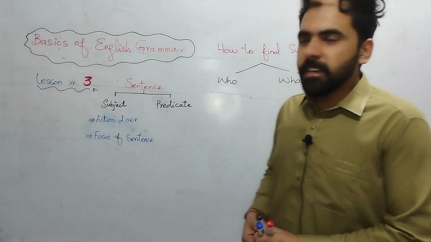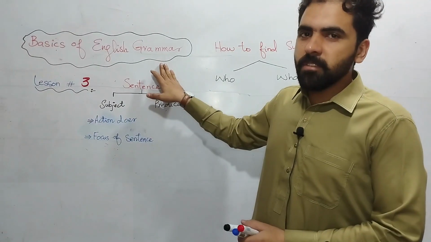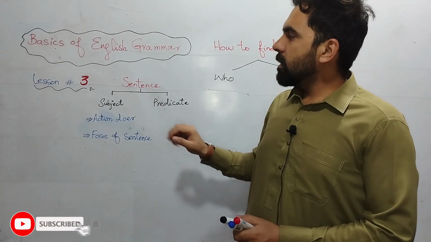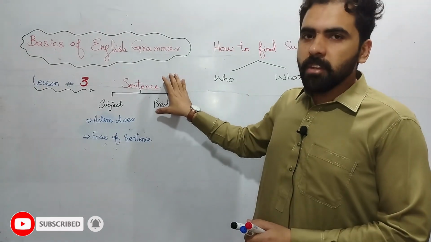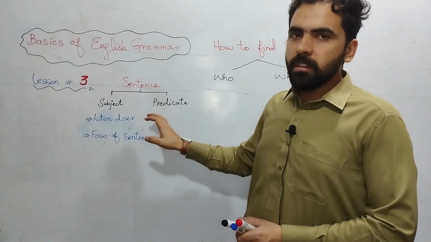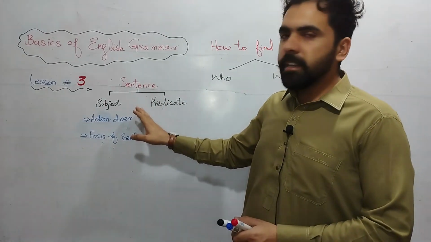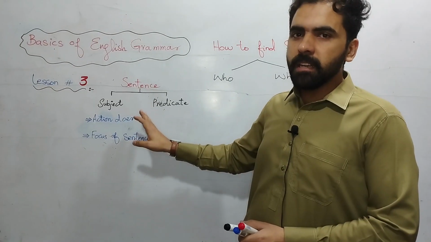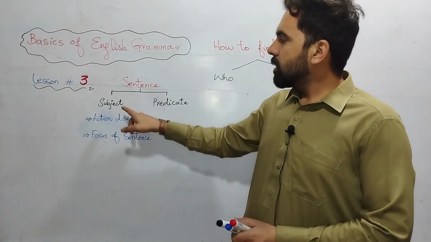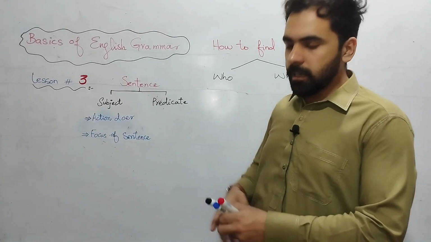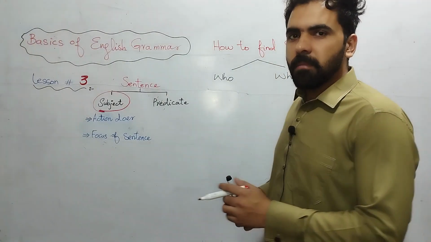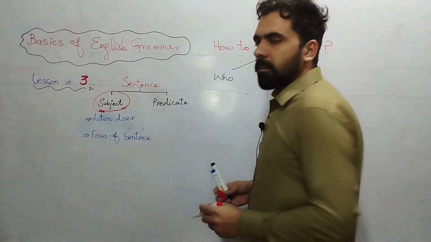Today is our third lecture in the series of Basics of English Grammar. In the previous lecture, we were talking about the basic components of a sentence, and we talked about how there are at least two components a sentence must comprise of. The first one is subject and the second one is predicate. Today we'll talk about subject.